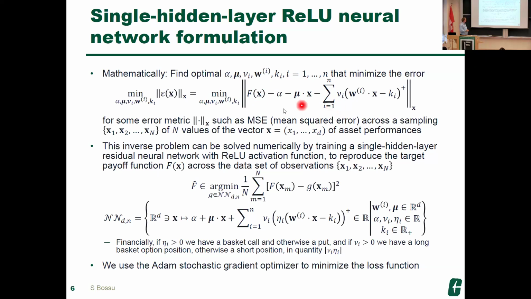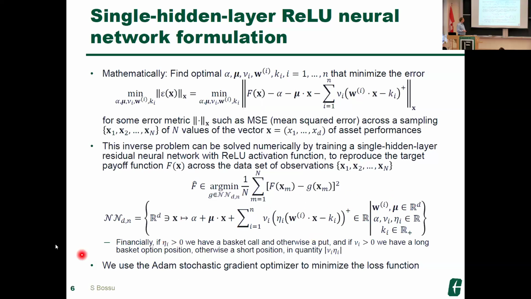This actually has a very nice neural network interpretation, because it can be solved numerically by training a single hidden layer neural network with ReLU activation function. The ReLU activation function is essentially a basket call in finance, so that's a really nice connection. We try to reproduce that target payoff, or predict, I guess would be the correct term, the target payoff using a bunch of ReLUs.